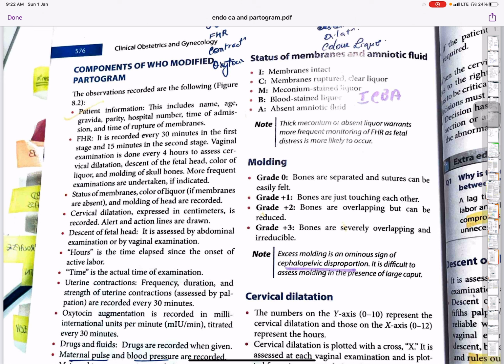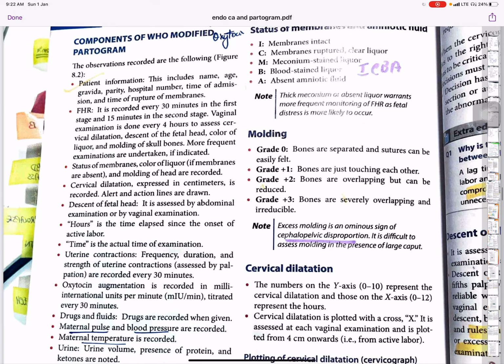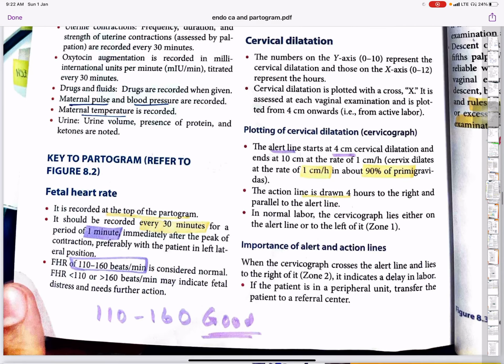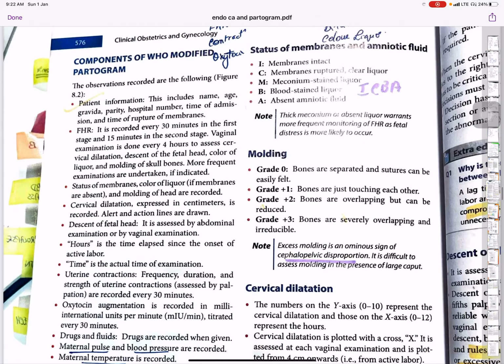Amniotic fluid we write as absent, blood stained, meconium stained, membranes ruptured. Ruptured will be R, clear liquid is C, and I is intact. Intact, clear, absent, meconium stained, all that. Fetal heart rate every 30 minutes, you have to check for 1 full minute. 110 to 160 is normal.